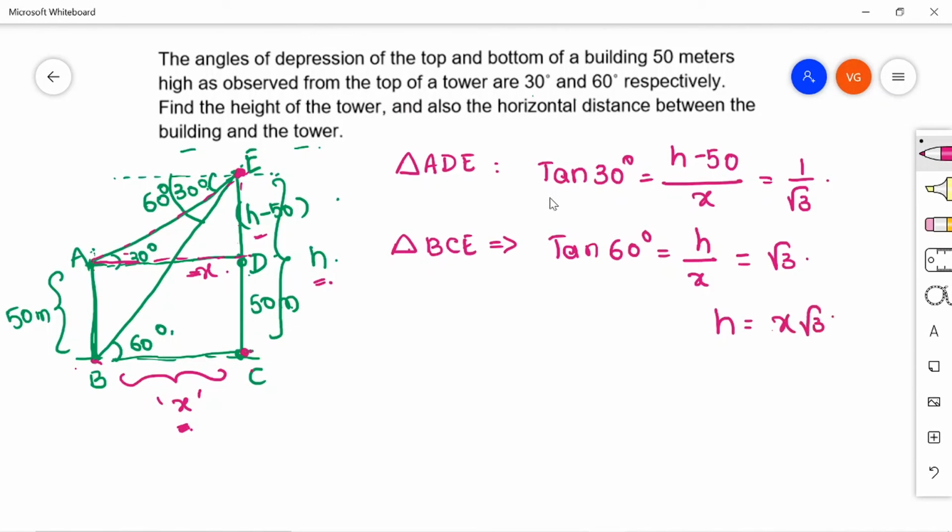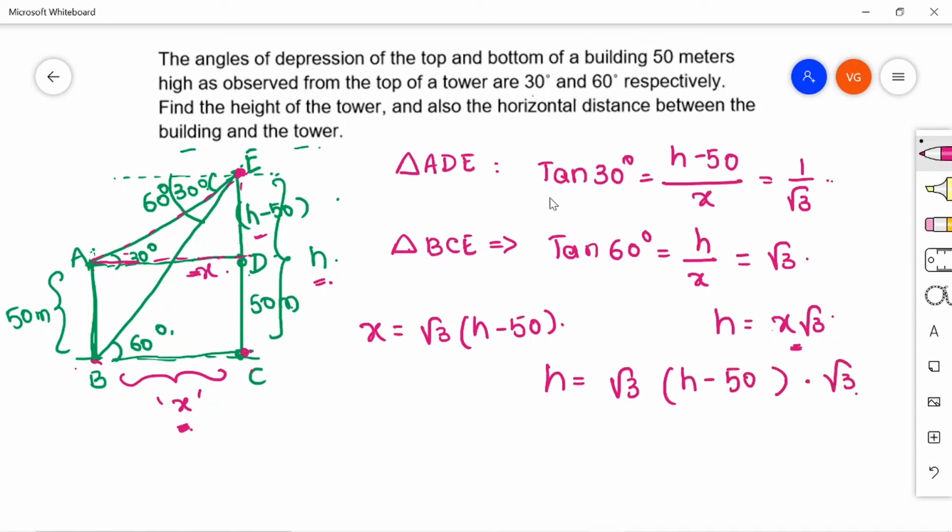So here you have x is equal to root 3 times h minus 50. So you can equate anything and get the value. So you can solve these two things here, right? h is equal to x into root 3. So you put x here in this equation. So that will be root 3 into h minus 50 into root 3. Multiply. This will be 3h minus 150.